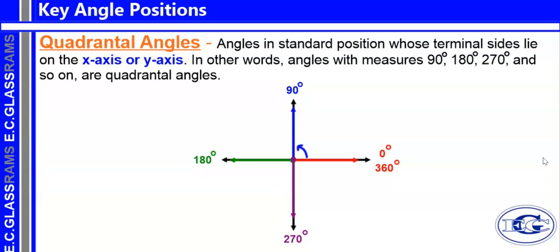There's only one other part to this video, which is quadrantal angles. If an angle measurement happens to be exactly either 90, 180 degrees, 270, or 360, you will see that it hits one of the axes, either the x or the y. So here's an example of a 90-degree angle. If it's 180 degrees, if it's 270, or if it happens to be 360 itself.